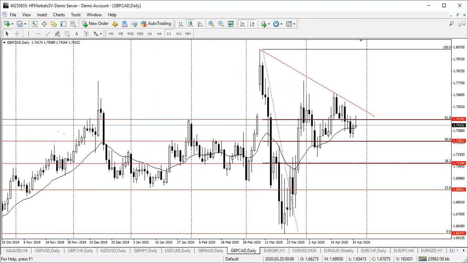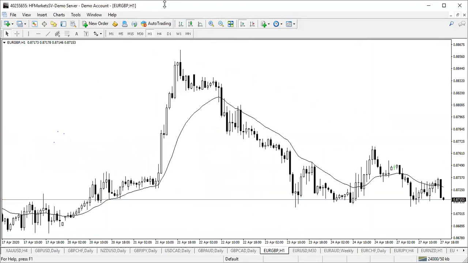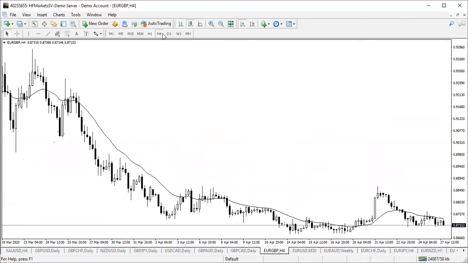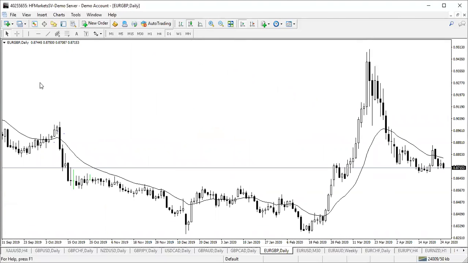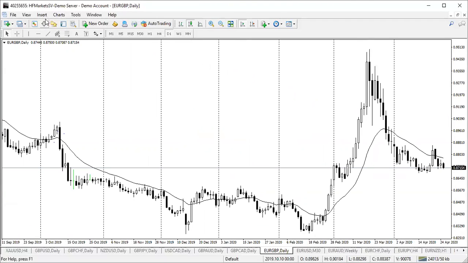So Euro GBP, it's even obvious this is on a key level already. It's obvious this is on a key level. But let's still do our stuff.